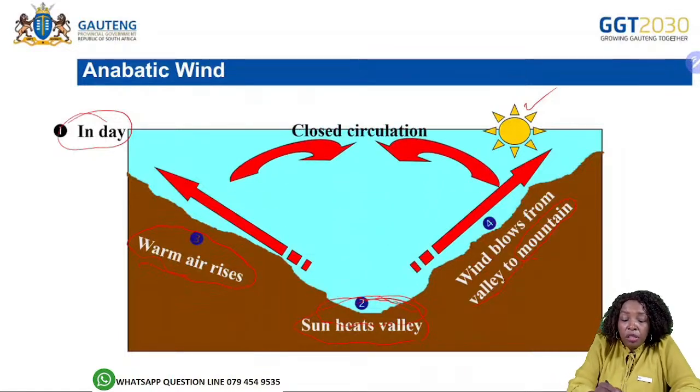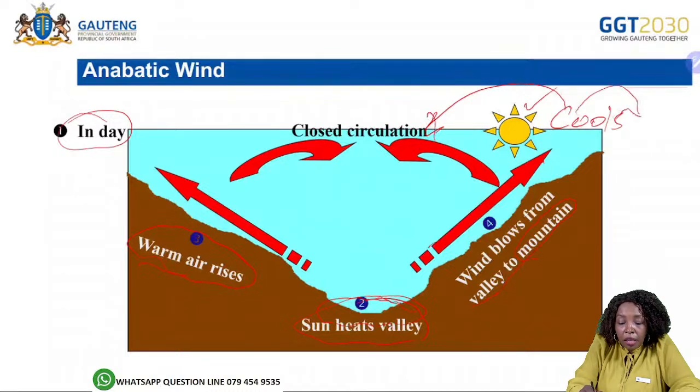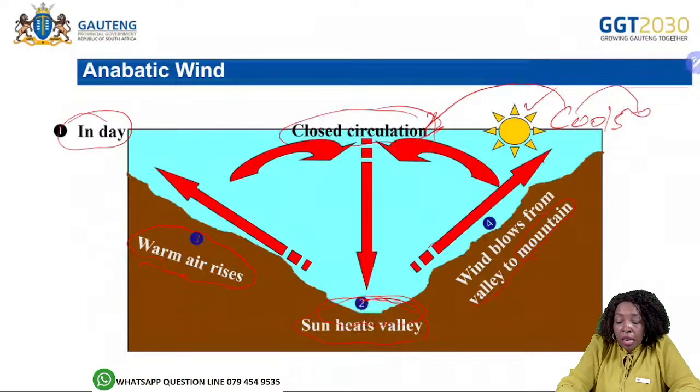This circulation, we say, is a closed circulation because the warm air that rises would then cool. It will cool, and then there would be upper air divergence. As there is upper air divergence, some of the air would then return back into the valley to close down the circulation. So this concludes the circulation, and we then explain how the anabatic winds are formed.